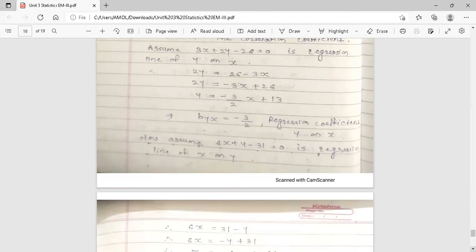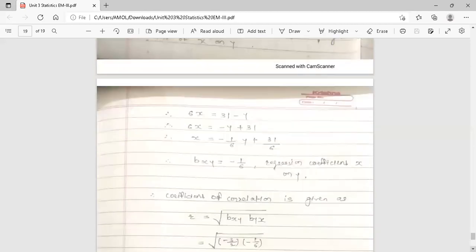So the value of x is, rearranging the equation, 6x is equal to 31 minus y. Then you rearrange it again, and so x is equal to, dividing the equation throughout by 6, minus 1/6 y plus 31/6. So I assume that this is the regression line of x on y. So the coefficient of y is nothing but your bxy.